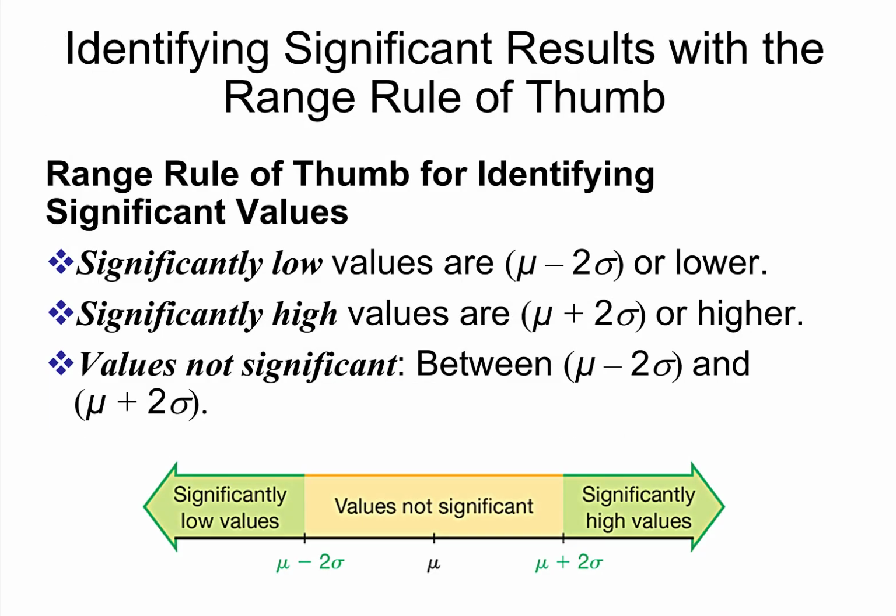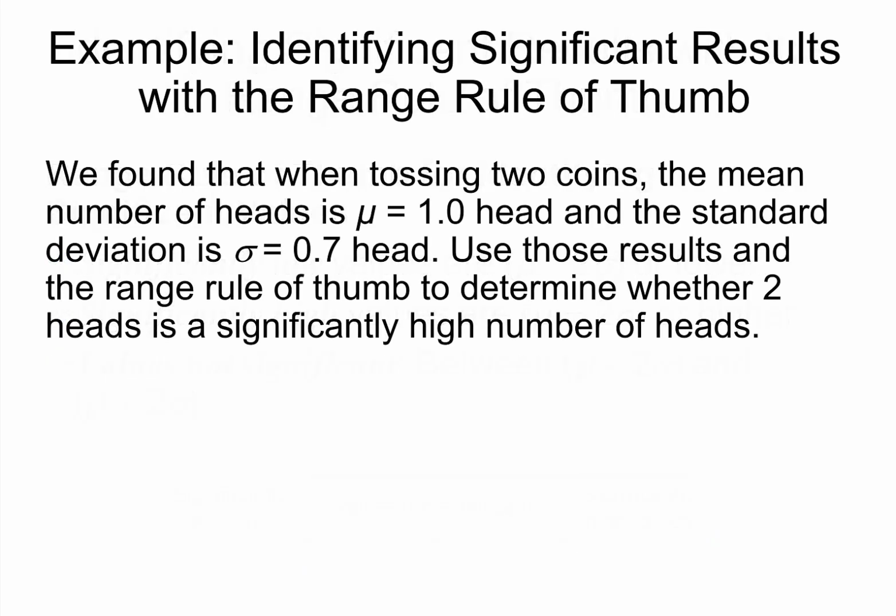Identifying significant results with the range rule of thumb. Remember, we worked on this before. Significantly low values are 2 standard deviations below the mean or lower. Significantly high values are 2 standard deviations above the mean or higher. Values that are not significant are between those 2 boundaries, as shown in the diagram on the screen.